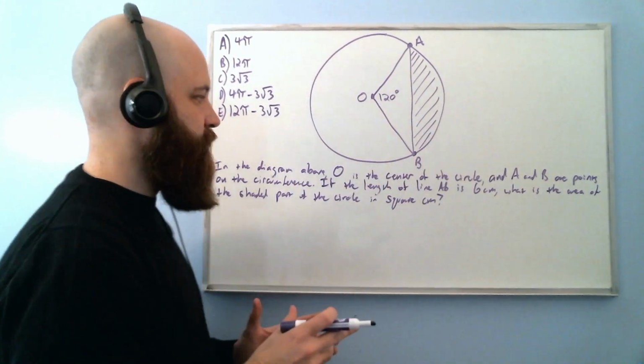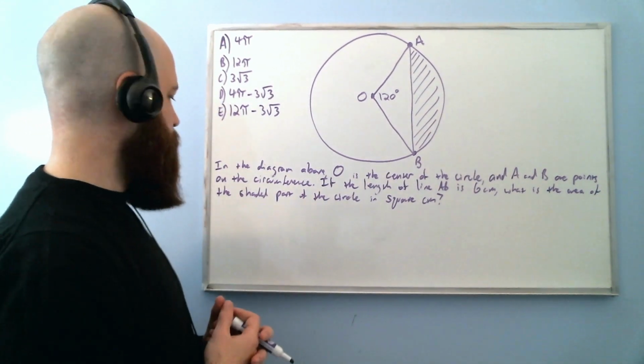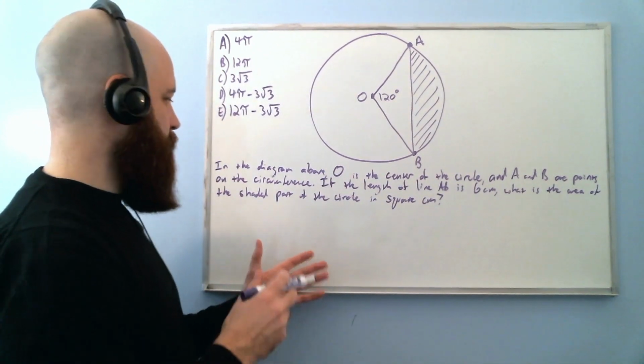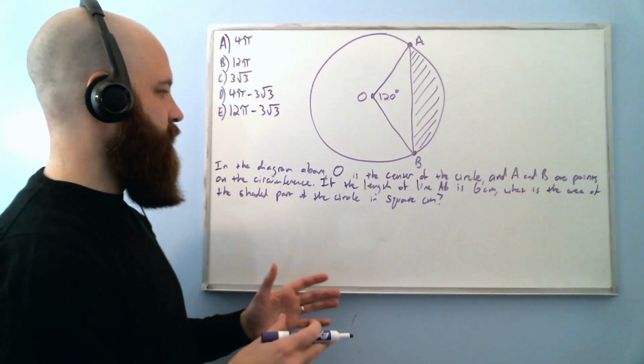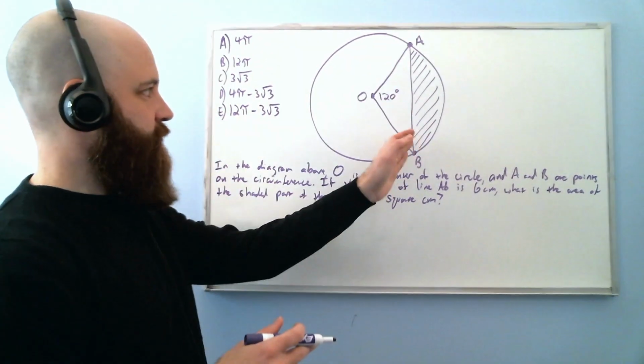All right, multiple choice question here. In the diagram above, O is the center of the circle, and A and B are points on the circumference. If the length of line AB is 6 centimeters, what is the area of the shaded part of the circle in square centimeters? Okay, so I want the area of this shaded region here.